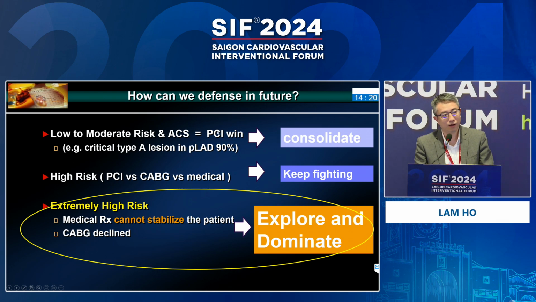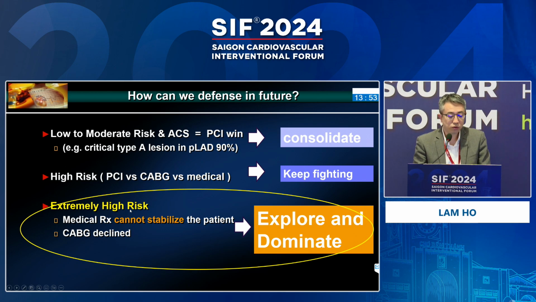I think about a strategy. We classify cases into low risk, high risk, and extremely high risk. For low and moderate risk cases, we just consolidate, because PCI is minimally invasive; you won't do a type A lesion in the LAD with CABG and open heart surgery. So you can just consolidate the advantage of PCI. For high risk cases, left main and multiple vessel disease, we just keep fighting.